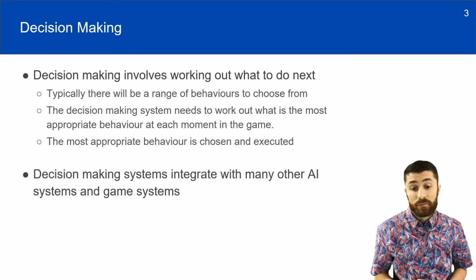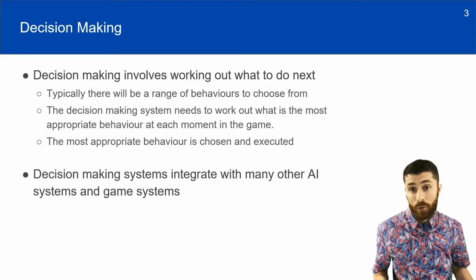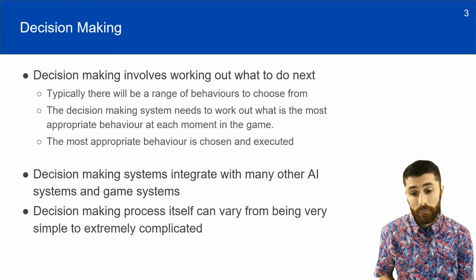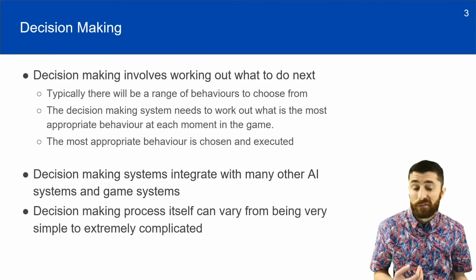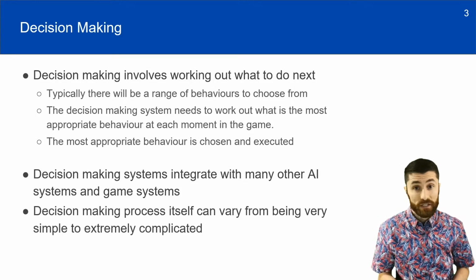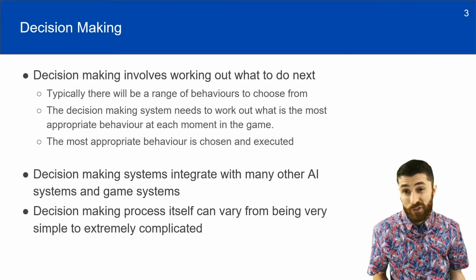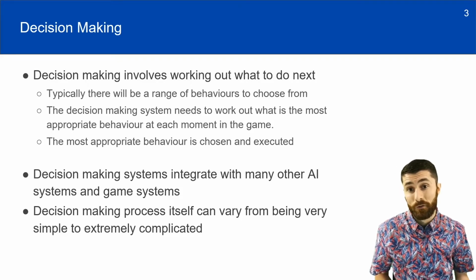Decision making systems usually integrate with lots of other AI systems and game systems, so usually they are considered as a whole. The decision making process itself can vary from being really simple to extremely complicated, and really it just depends on the situation and the type of AI that you're going for.